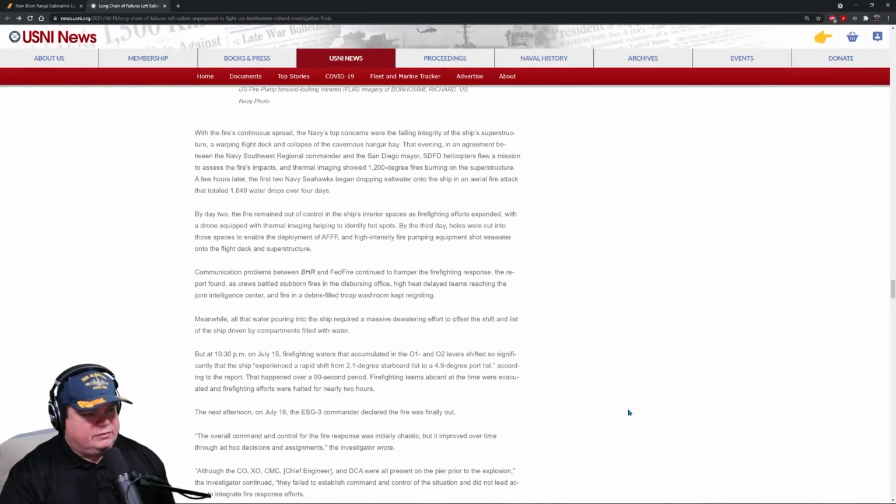With the fire's continuous spread, the Navy's top concerns were failing the integrity of the ship's superstructure. Right, that metal's so hot, it's beginning to weaken under its own weight, and it could collapse. And you don't want people in there when that happens, because you're not getting them out.